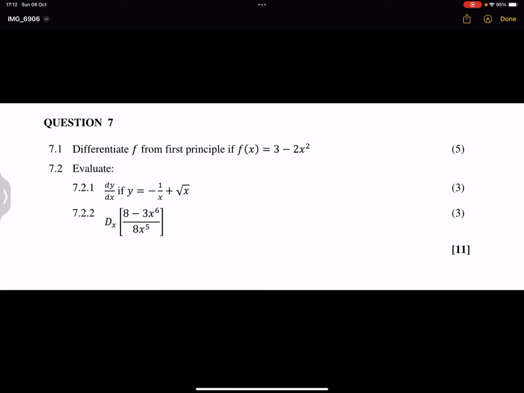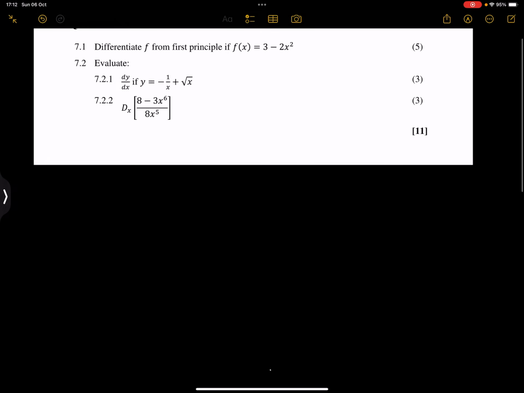And now on to question 7. Let's get right into it. We've got f of x is 3 minus 2x squared, right? And they want us to differentiate from first principles. Now, ladies and gents, we'll try to be as quick as possible on this.